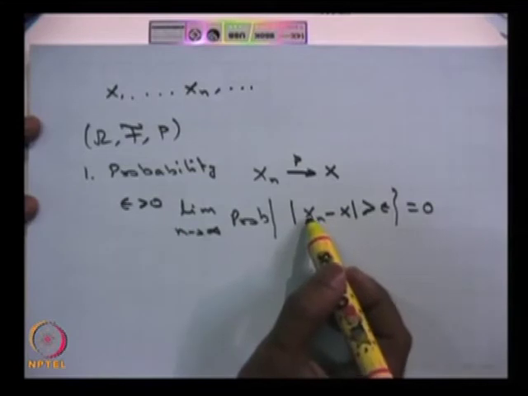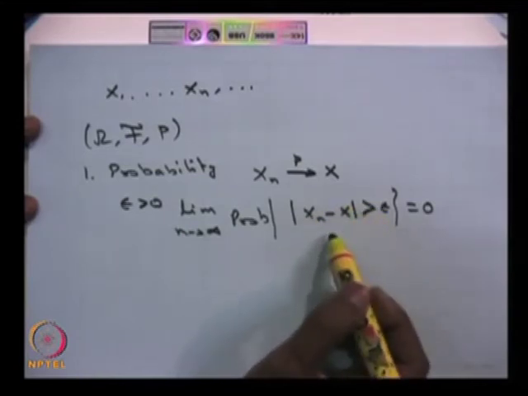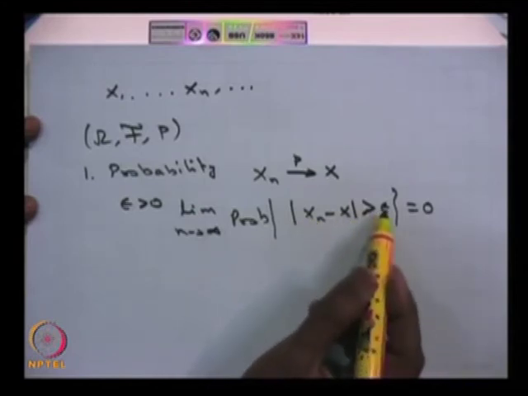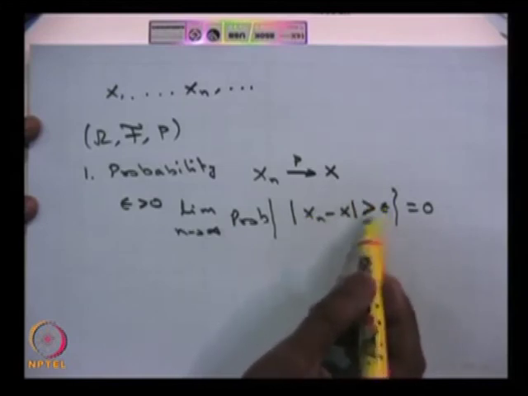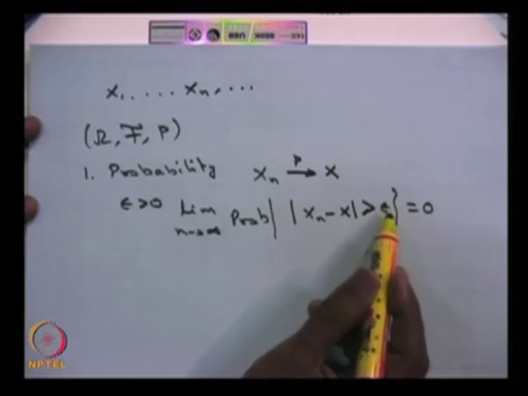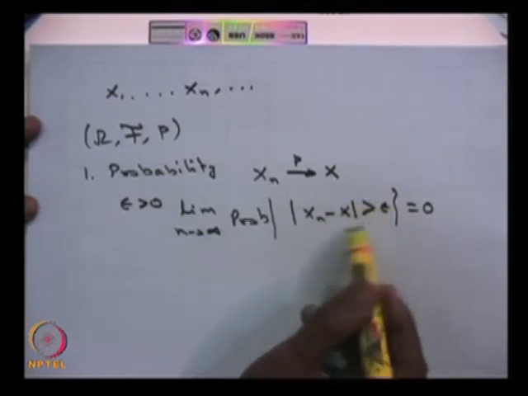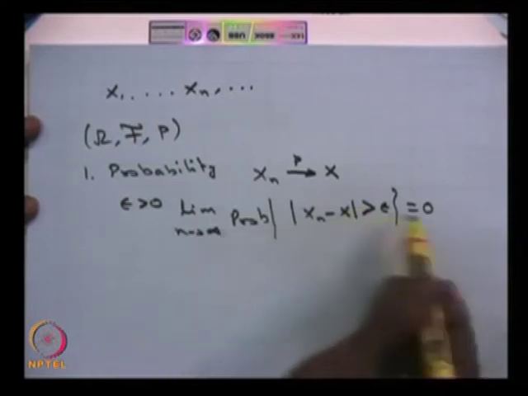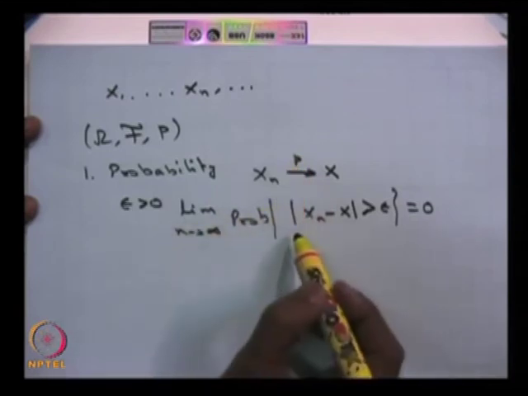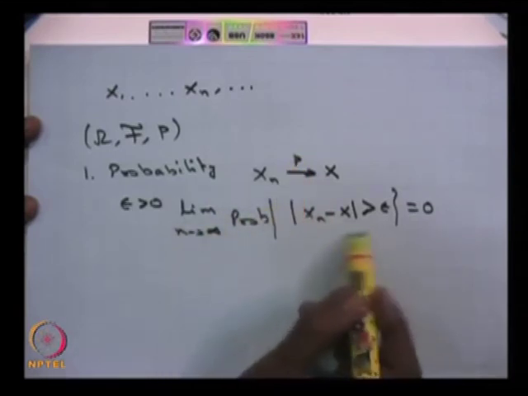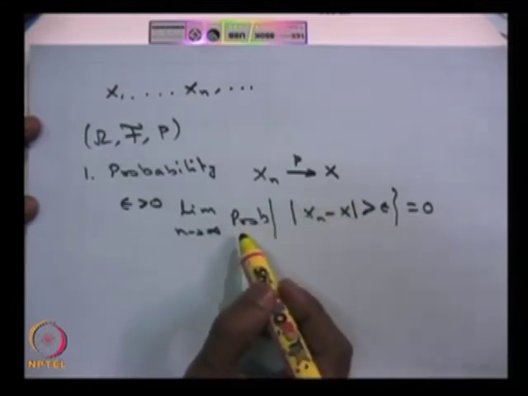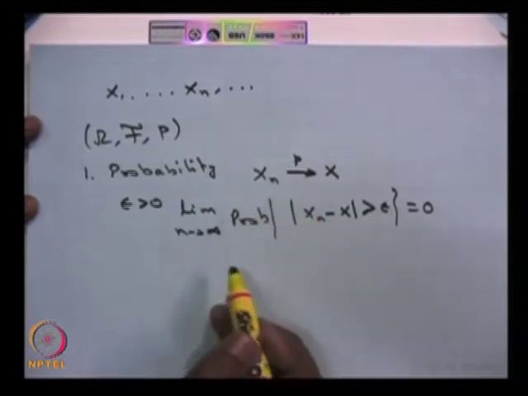That means you collect the possible outcomes for which the absolute difference of Xn minus X is greater than epsilon, that is, the events which are away by more than epsilon. You collect all such outcomes, and if the probability of that event goes to 0, then it is convergence in probability. You are not doing convergence the way you do in real analysis; you are finding the event, then finding its probability. Therefore, this is called convergence in probability.